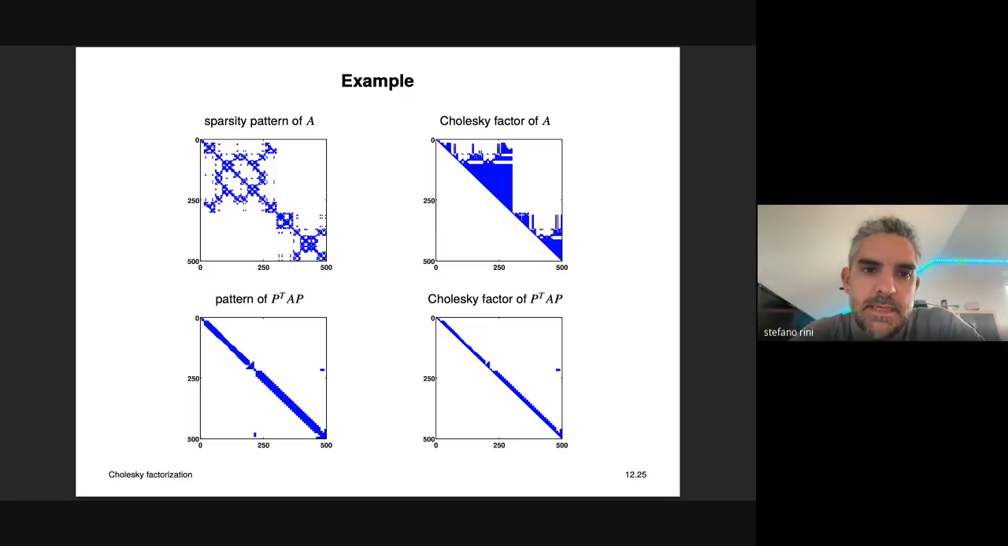So here you see some example of the sparsity of A, right? So you see what happens, right? There is sort of this block of elements that depends on many other variables, and this block of elements that depends on a subset of variables, and then this block of elements that depends on a smaller set of variables, right?